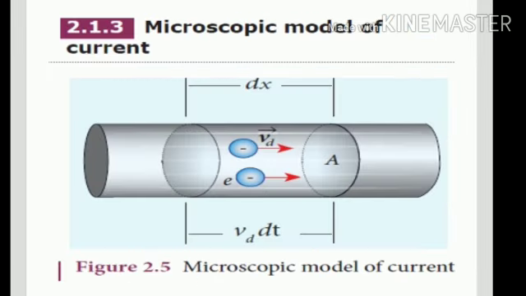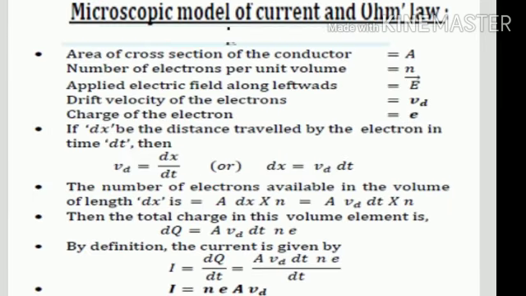Next, we are going to derive the expression for the microscopic model of current and Ohm's law. For that, here the experimental setup is given. Let A be the area of cross section of the conductor, n be the number of electrons per unit volume of the conductor, and E vector denotes the applied electric field along the leftwards, and Vd represents the drift velocity of electrons inside the conductor, and e be the charge of the electron inside the conductor.